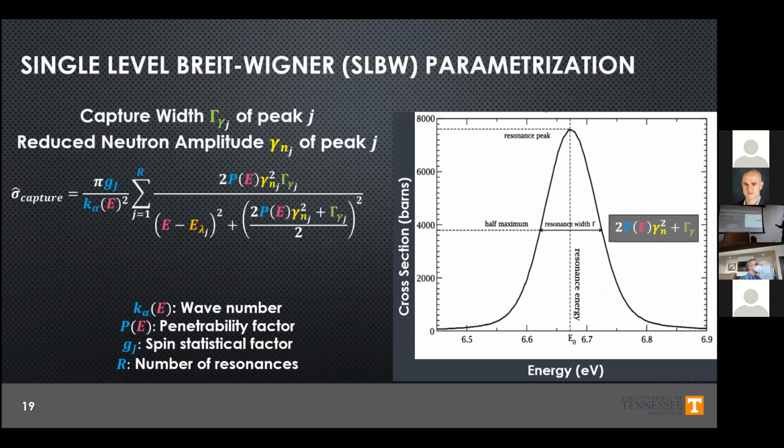This term that you see, that's the sum down in the denominator, physically represents the width of that resonance at half max. And then just as a note, we are looking at the capture cross-section, and we'll be dropping this capture subscript as we move forward. This is going to be our predicted cross-section.